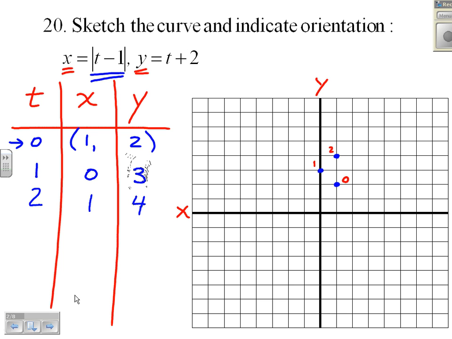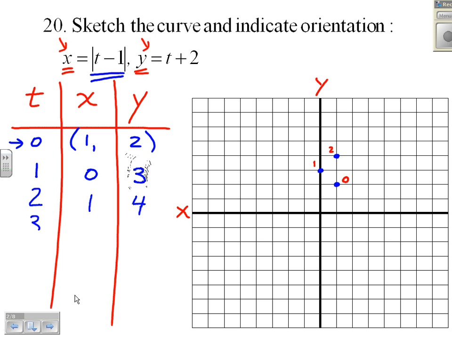Even though they're written as functions, this would be a function, this would be a function. The result is not necessarily a function because you can clearly see that at time 0 and time 2 on our graph, we would not pass the vertical line test. Okay, let's continue on, see what kind of values we get.